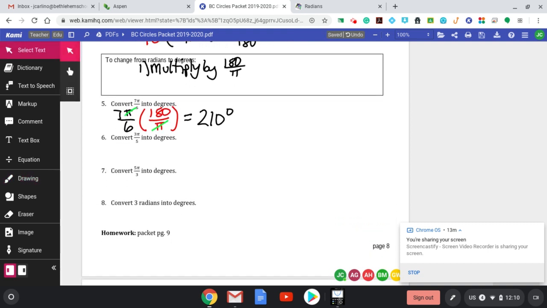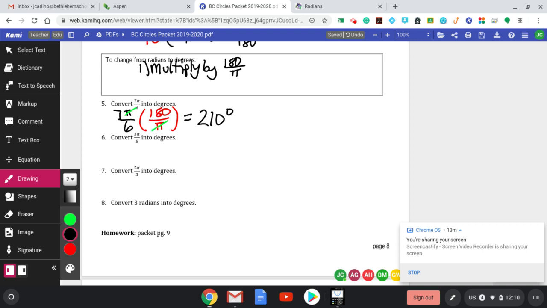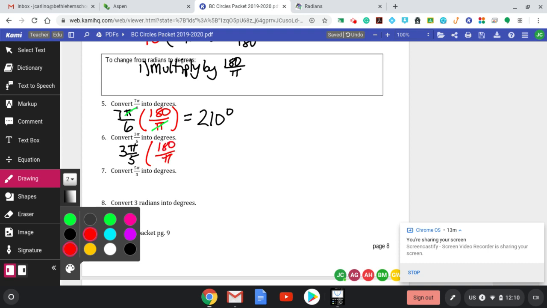Okay, let's keep this going. Convert 3 pi over 5 into degrees. So I'm going to have 3 pi over 5 times 180 over pi. Again, pi's cancel each other out. 3 times 180 in your calculator divided by 5. I have 108 degrees.